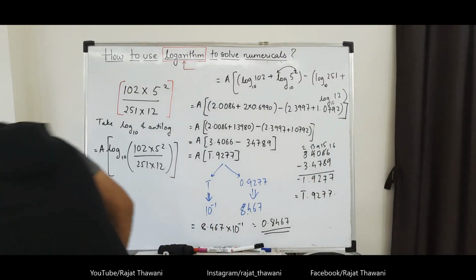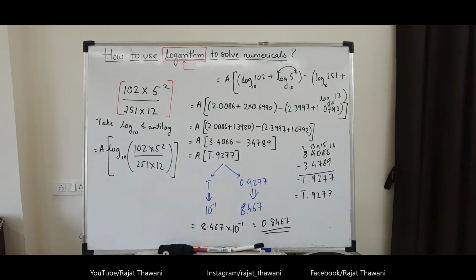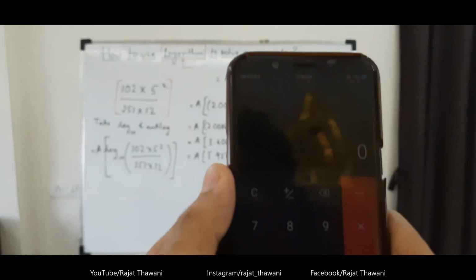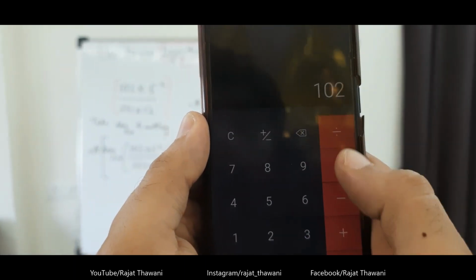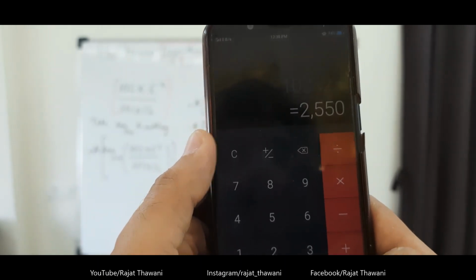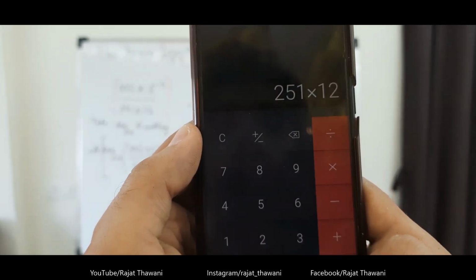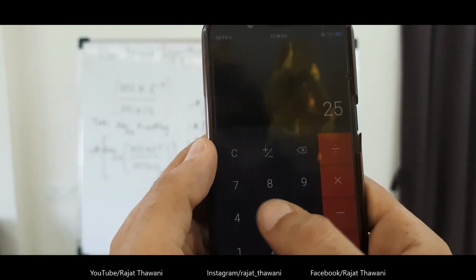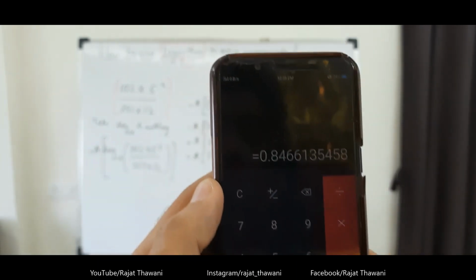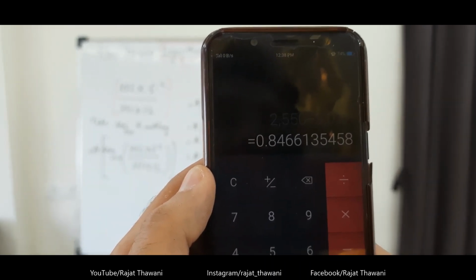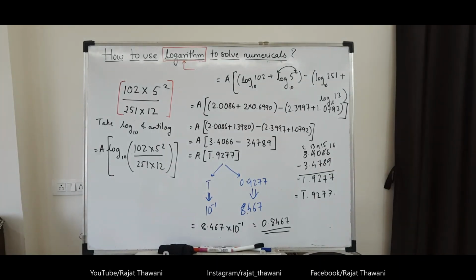Now let's see in the calculator, are we getting the same answer? Can you all see it? The numerator is 102 multiplied by 5 square, that is 25, so 2550 is the numerator, and 251 multiplied by 12 must be the denominator, which is 3012. So 2550 divided by 3012 gives 0.8466, and for the 1, 0.8467. So it means our calculation was right.